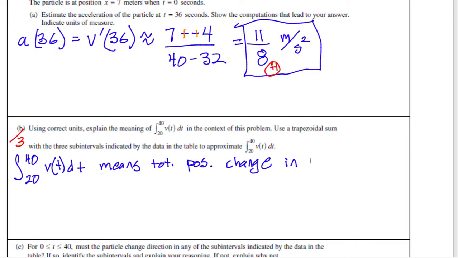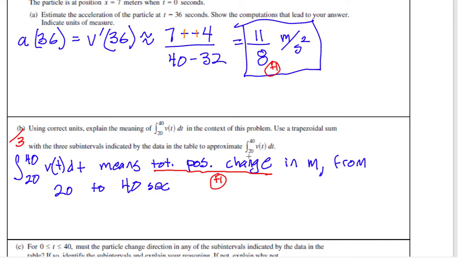So it means total position change, and then in meters. And then from where to where? From 20 to 40, and then our units per seconds, right? Seconds. So you have to say total position change, something along that line to get 1 point.